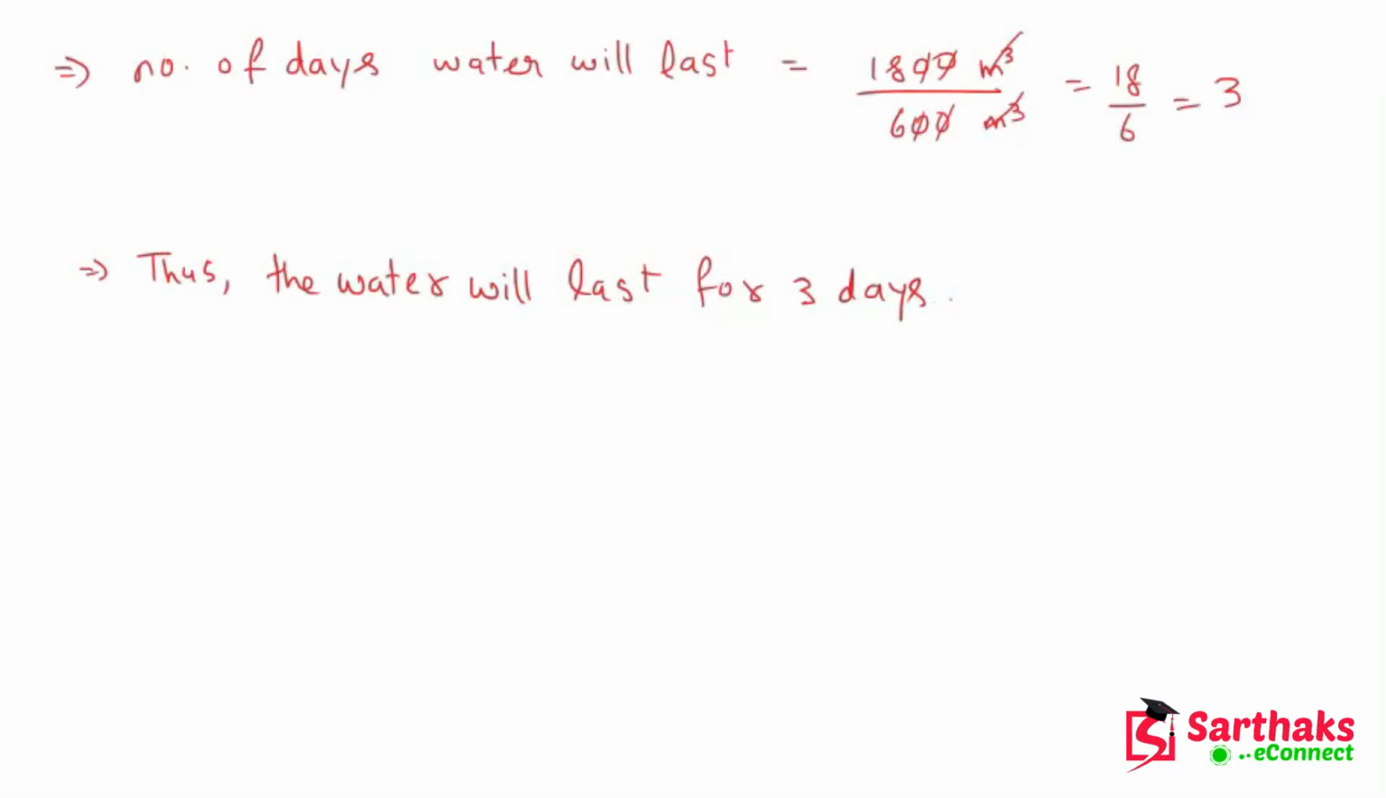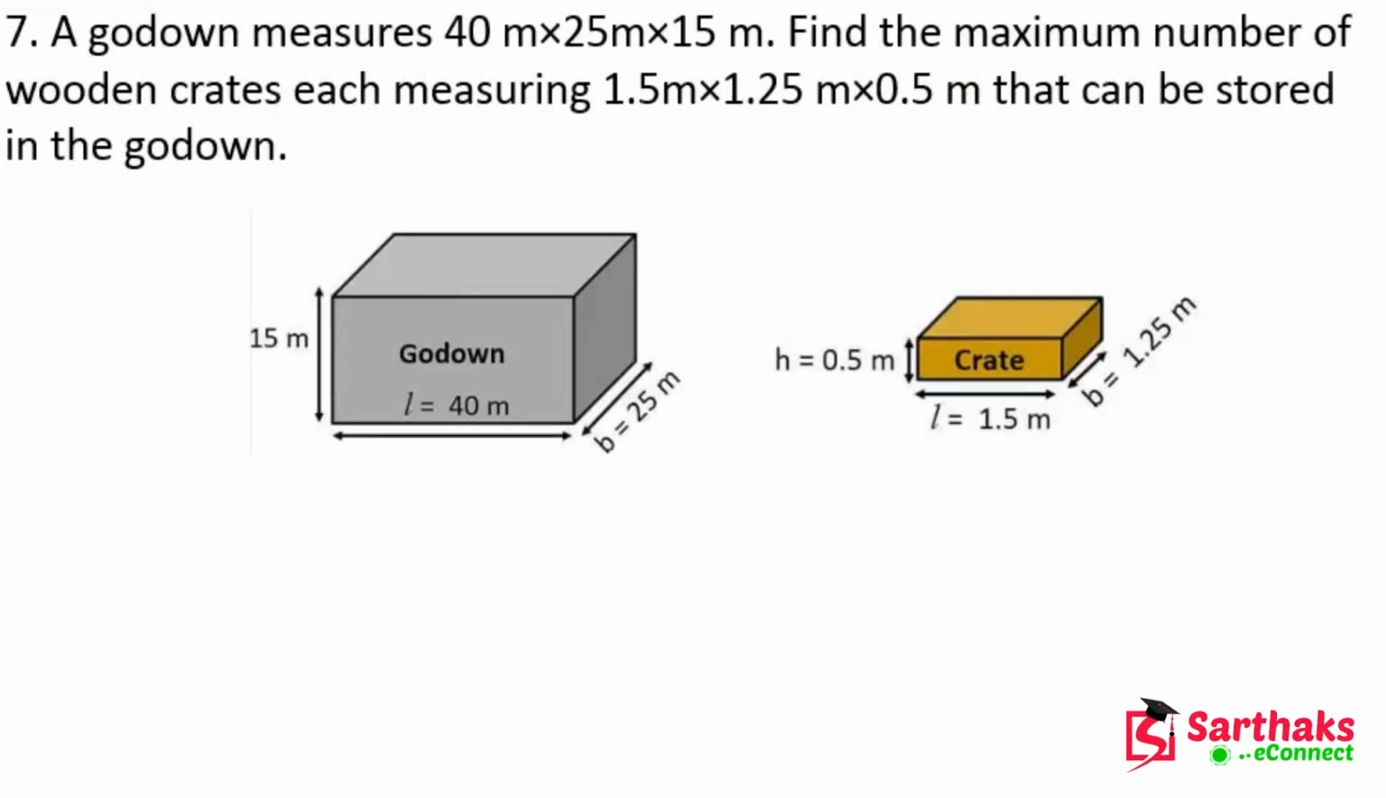Okay, yes. So now the next question is, a godown measures 40 meter, 25 meter and 15 meter. So this is the dimension of the godown. Find the maximum number of wooden crates, each measuring 1.5 meter, 1.25 meter and 0.5 meter. So this is the dimension of wooden crates that can be stored in the godown. Okay, so we have to find how many wooden crates can be stored in the godown.